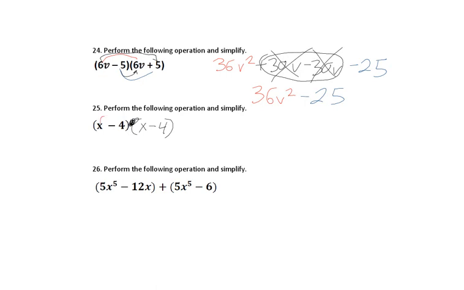So first, x times x is x squared. Then, x times negative 4 is negative 4x. Negative 4 times x is negative 4x again. And negative 4 times negative 4 is positive 16. The negative 4x's will get together to become negative 8x. And everybody else stays the same.